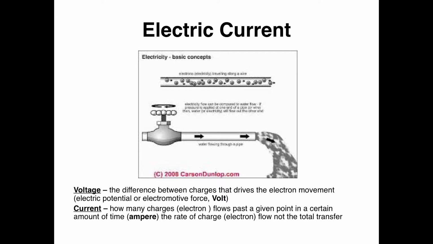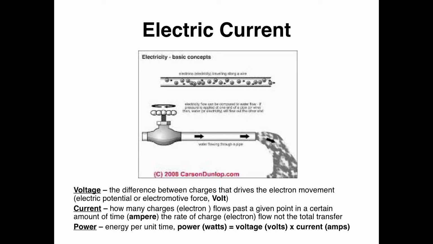Now the flow itself, how much water passes through the pipe in a certain period of time, similarly how many electrons pass through the wire in a certain period of time, is what's called the current. So the current is the flow of electrons per unit time, and it's measured with a unit called an ampere. And so the rate at which the charge flows through the wire is what is important, not the total amount of charge that passes through.